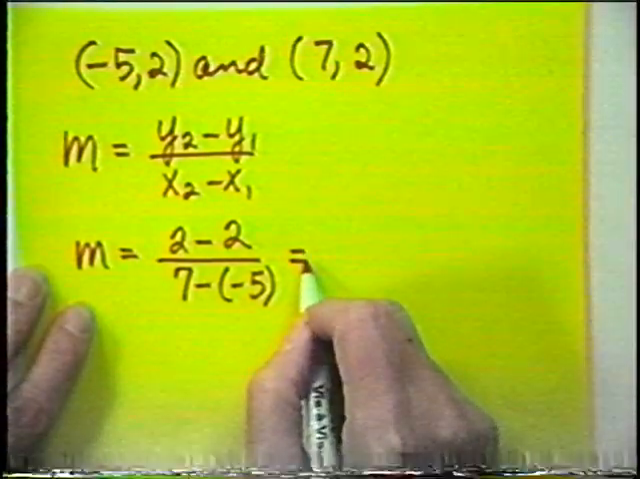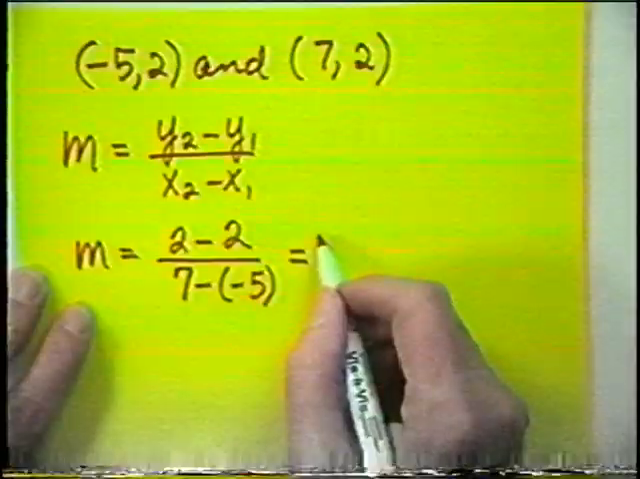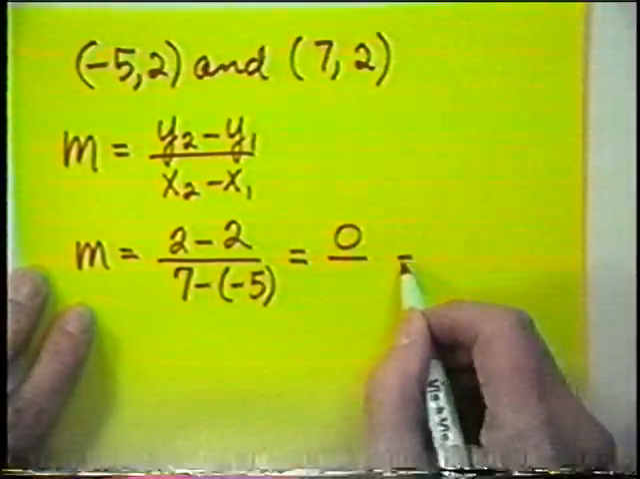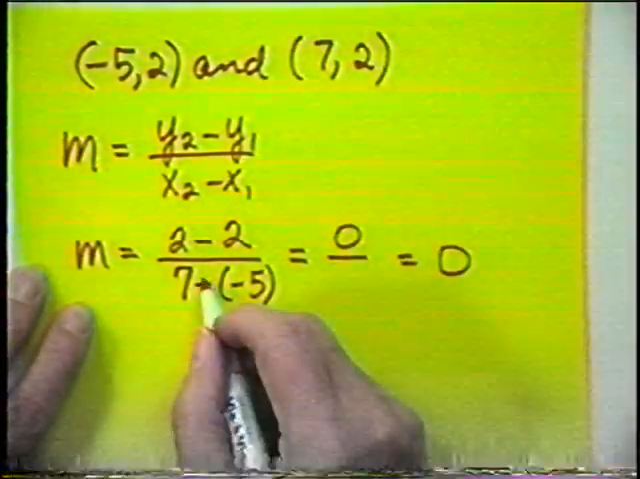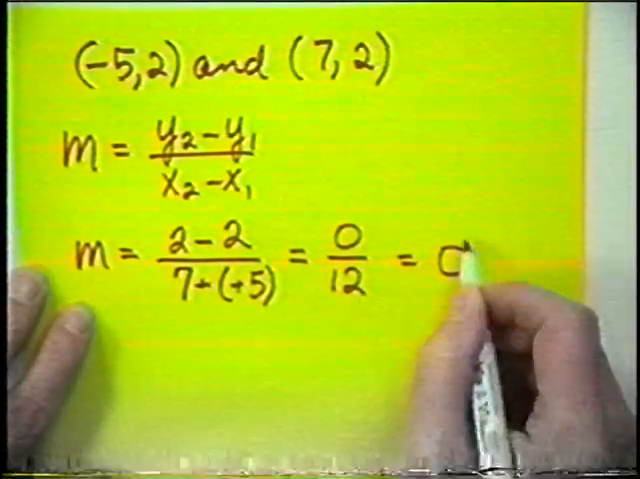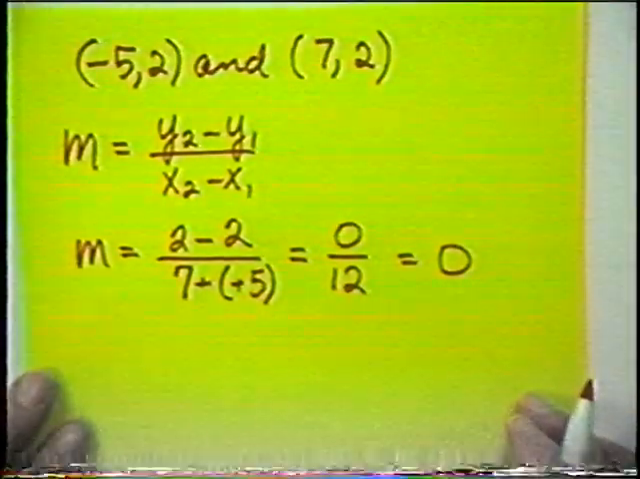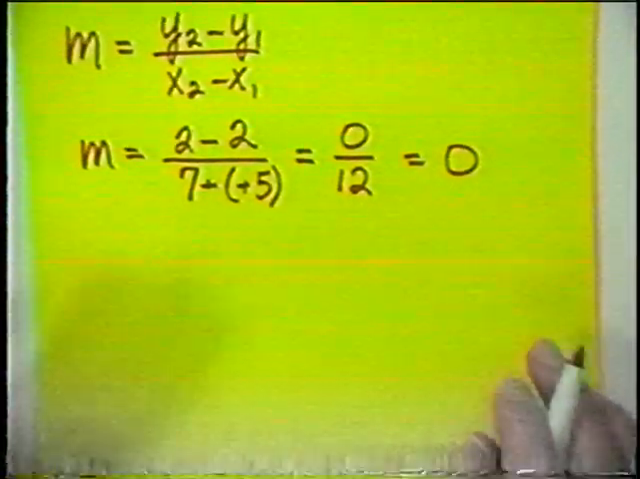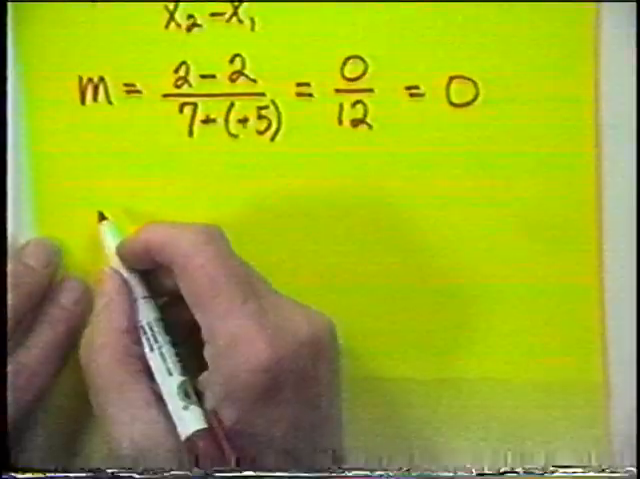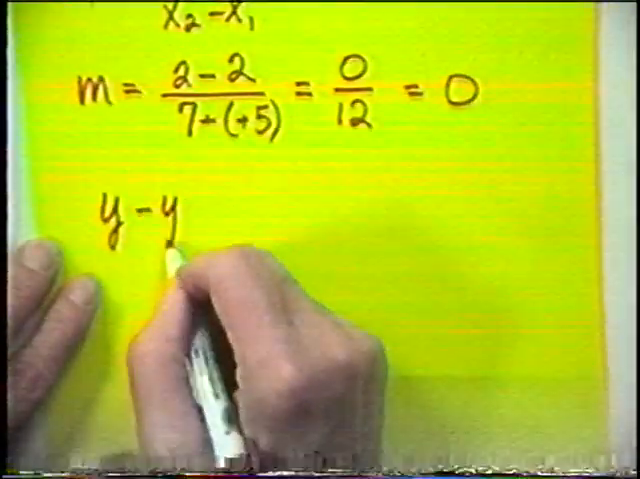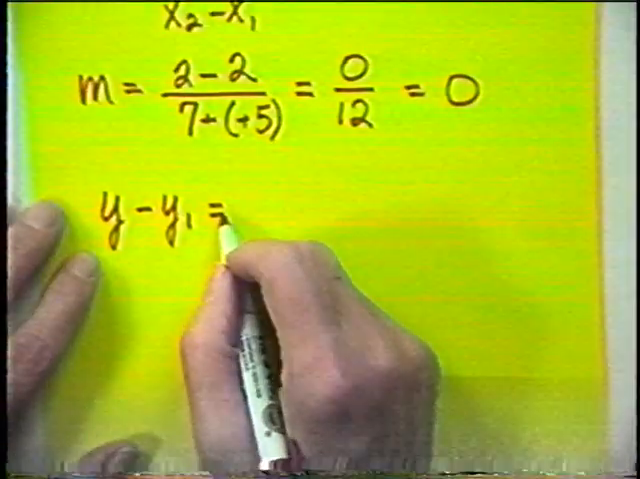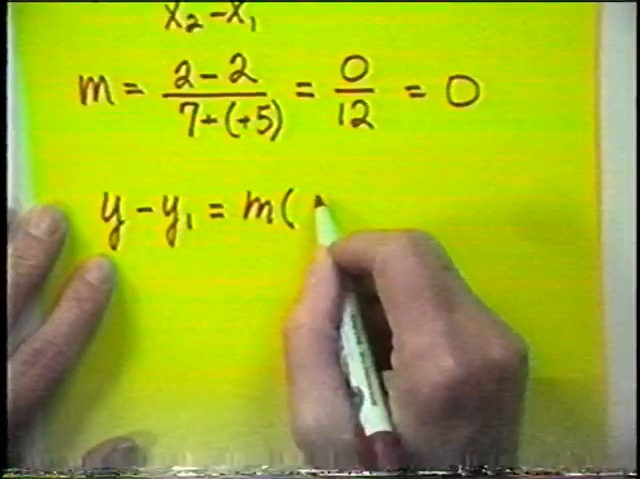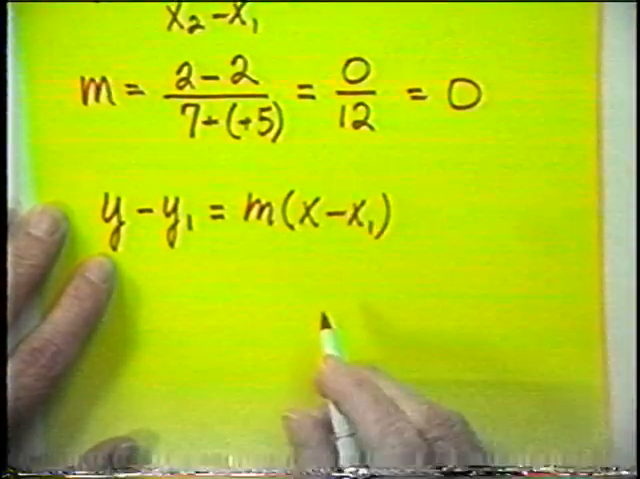Actually, it doesn't matter what the denominator is because 2 minus 2 is going to be 0, right? And 0 divided by anything will equal 0. We would have 12 down there, but that doesn't really matter. So our slope is going to be 0. So then we can put it into whatever equation you want to. If you want to put it in this one, because we have points, we don't actually have the y-intercept, then you may want to use that one.